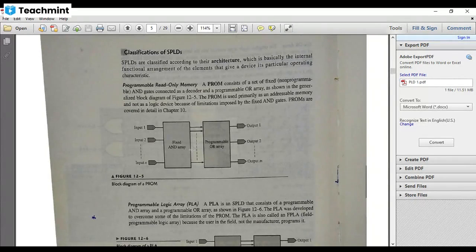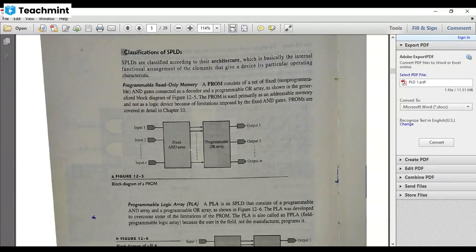So this is the block diagram. But right now, if you see the uses of this PROM, we already discussed. These are only for addressable memory. These are not to be utilized for designing any logic devices, because there are a lot of limitations due to the fixed AND array. That is, we cannot make the combinations as per our need. So these are the limitations.